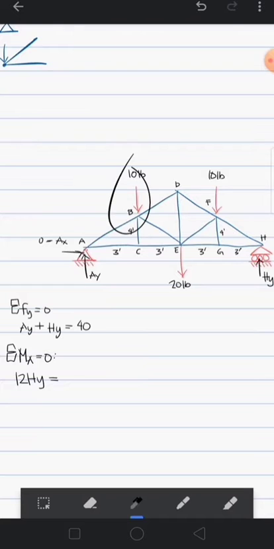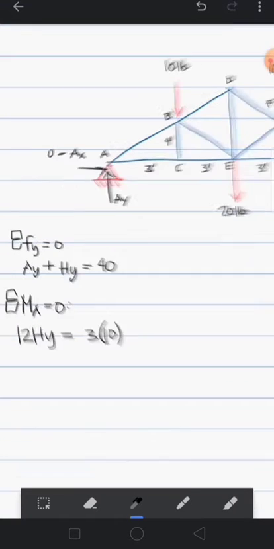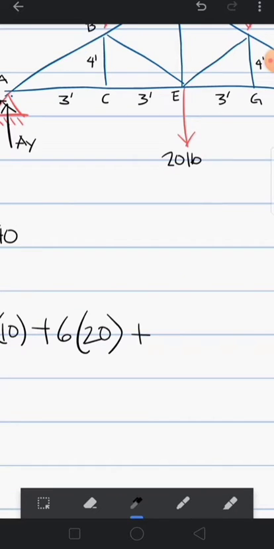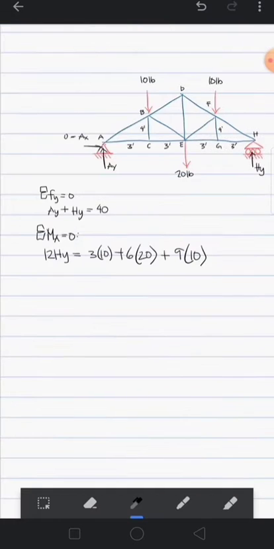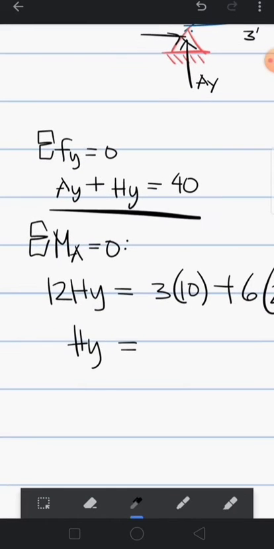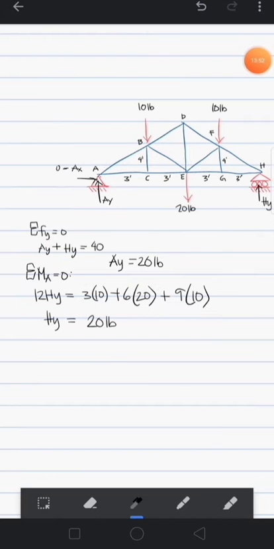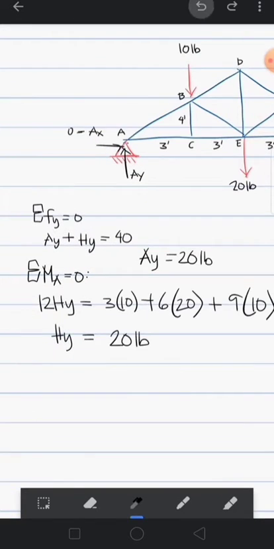What are the clockwise moments? Kini sila ang tulo. So that would be 3 times 10. So 3 is the moment arm, times 10 is the force. Then 6 times 20 plus 6 times 20 plus this one, 3, 6, 9 times 10. So with this, I can solve for HY. The value of HY, substitute to this equation, I can get what's AY. So now I got the support reactions. So these are the support reactions. AY equals 20 pounds and HY 20 pounds.